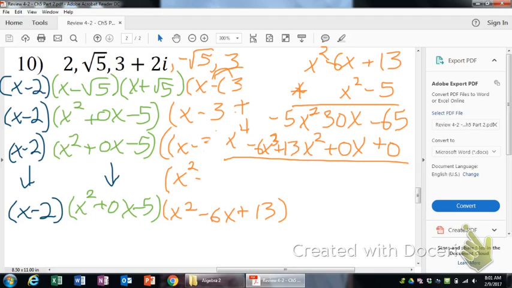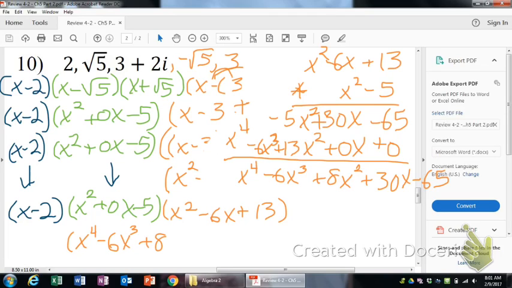Going to add those up. So I end up with x to the 4th minus 6x cubed plus 8x squared plus 30x minus 65. All right, let's write that down here: x to the fourth minus 6x cubed plus 8x squared plus 30x minus 65. And this x minus 2 is still here. So now I need to multiply those two together.